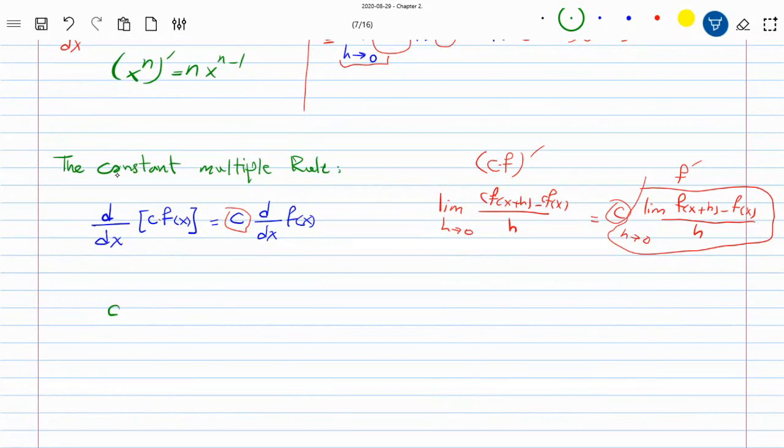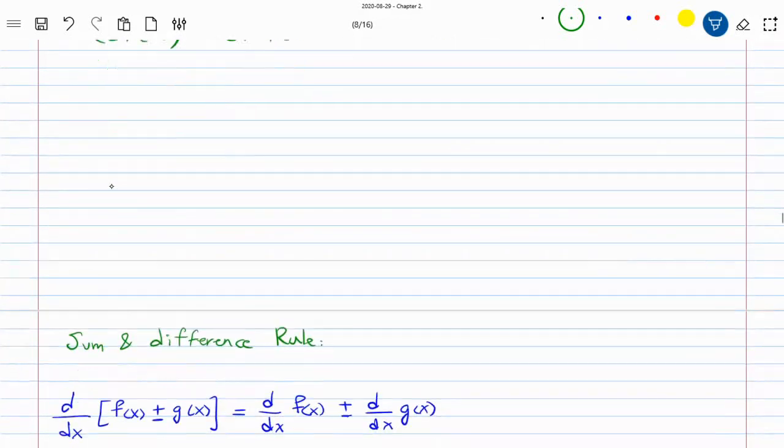If you have a c times a function and you want to take a derivative, as long as this c is a constant, write f of x. What you get is c times the derivative of the function. Ignore the c altogether. c is just a constant multiple.